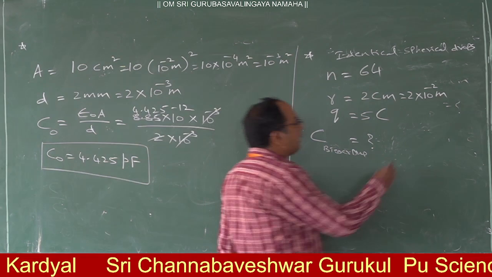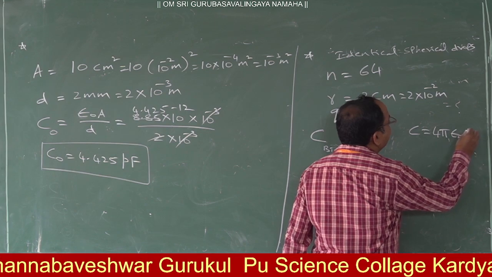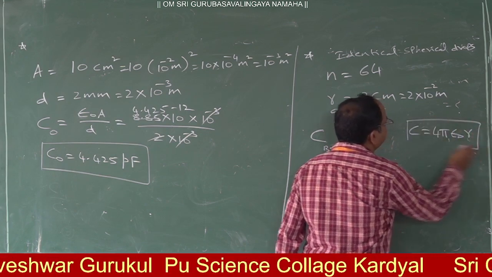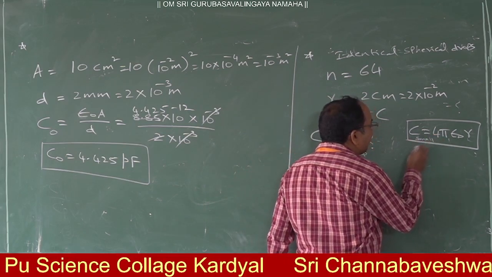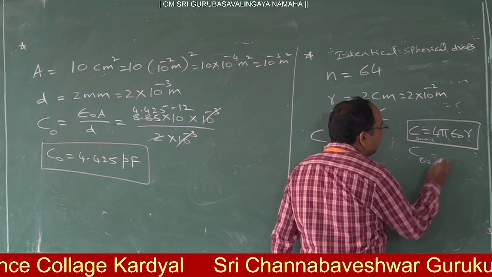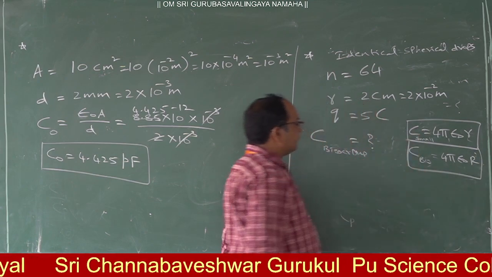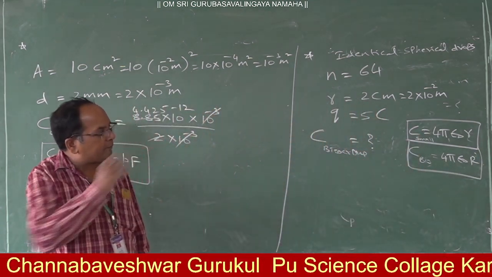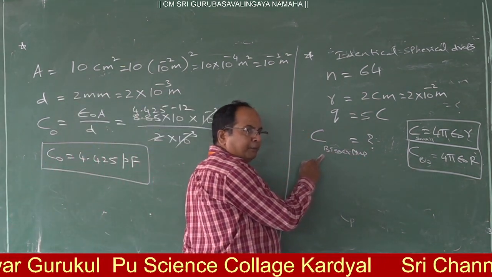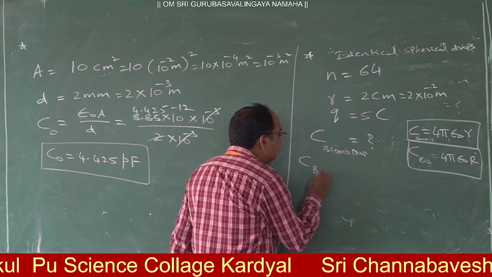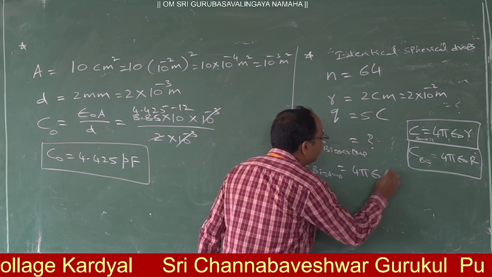Why the capacitance formula? C is equal to 4 pi epsilon naught r for the small drop. For the big drop, what is the capacitance formula? 4 pi epsilon naught capital R. Here we should use the upper formula or the lower formula? Lower, because we want to find the big drop. So C big drop is equal to 4 pi epsilon naught capital R.